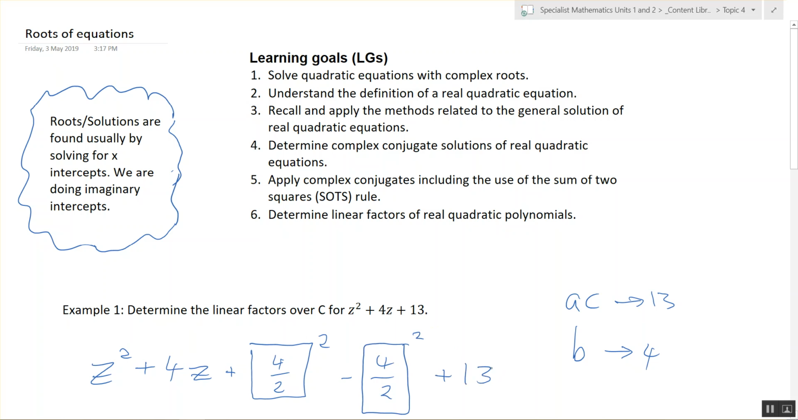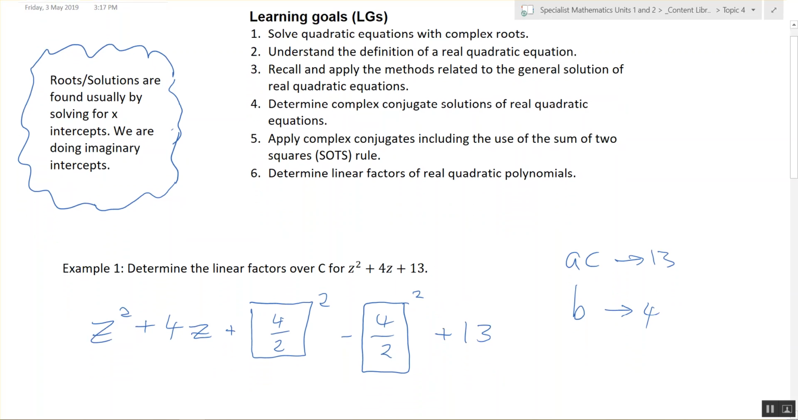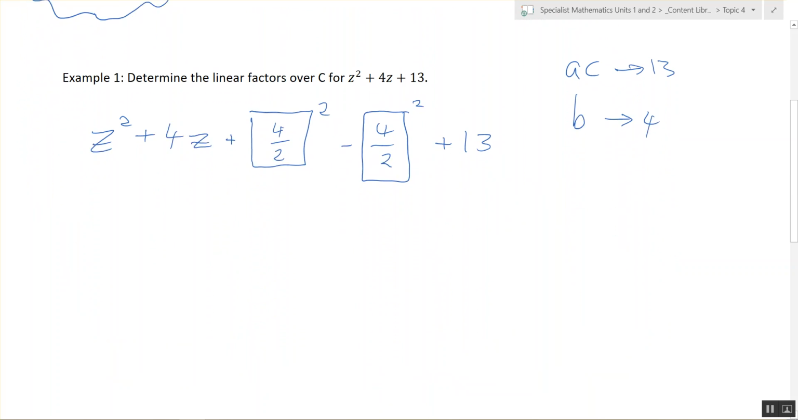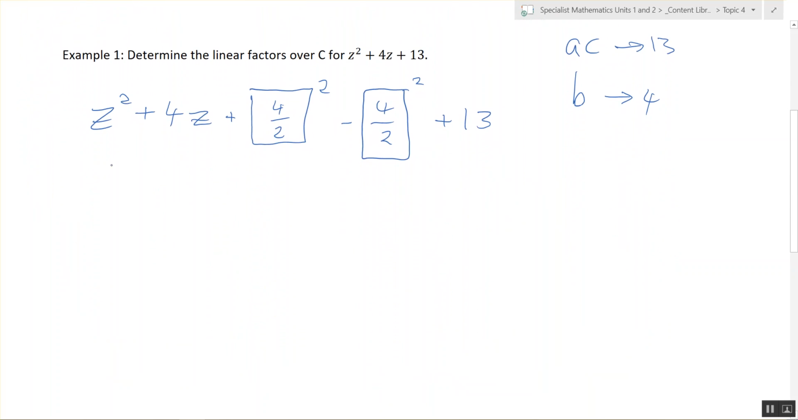So this is the exact same as the thing above it. I haven't changed it at all, because I've added and subtracted the same number. Now we factorize, so you should get z plus 2 squared, minus 2 squared, minus 4 z plus 9.